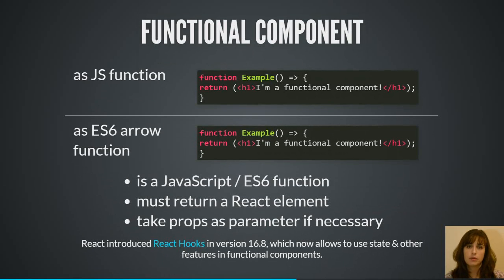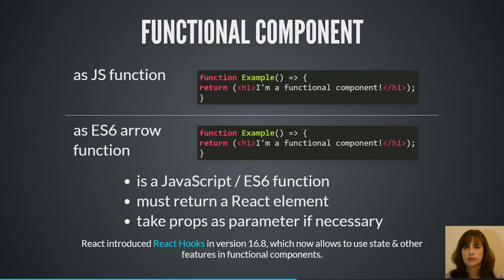A functional component is basically a JavaScript function or ES6 arrow function. Both of the functions are valid React components. They may take props as an argument when necessary, but they must return a React element. Functional components are also known as stateless components, because in the past we couldn't do more complex things like React state management or lifecycle methods in functional components.